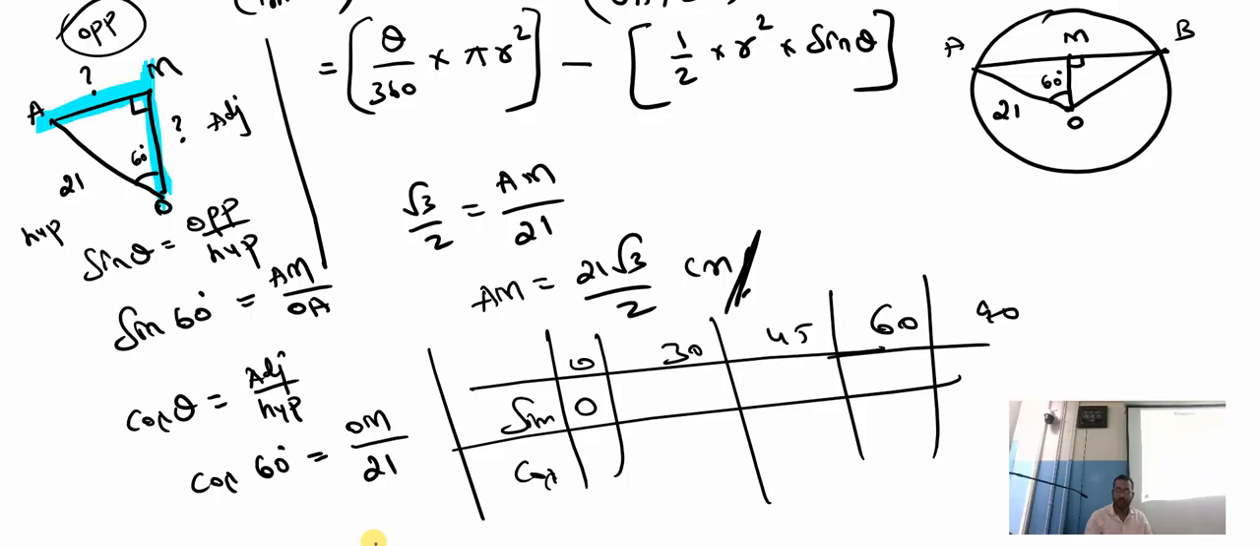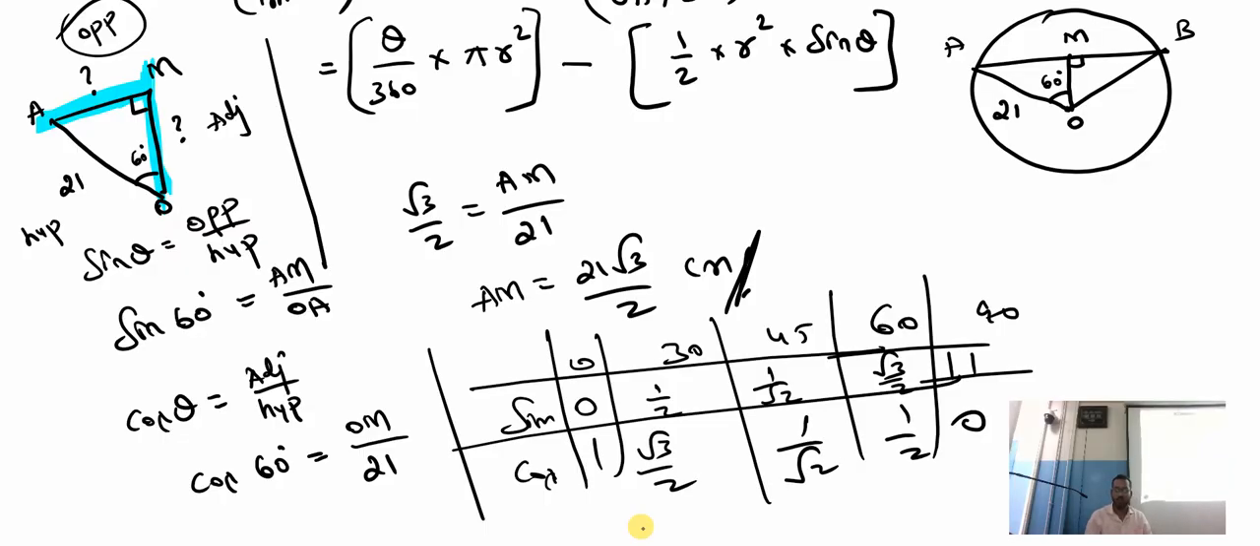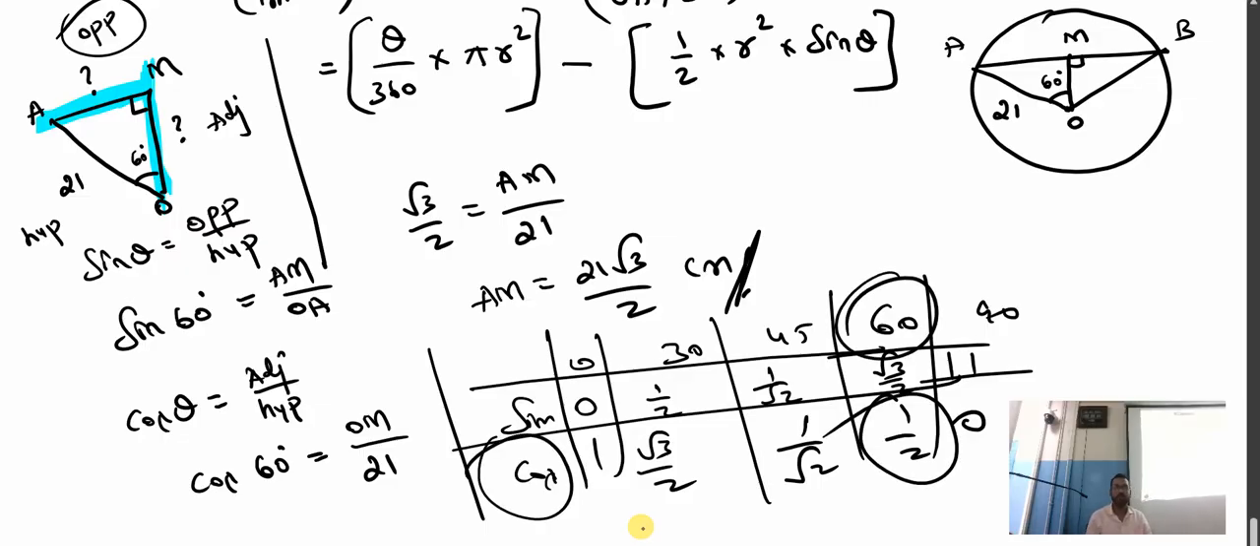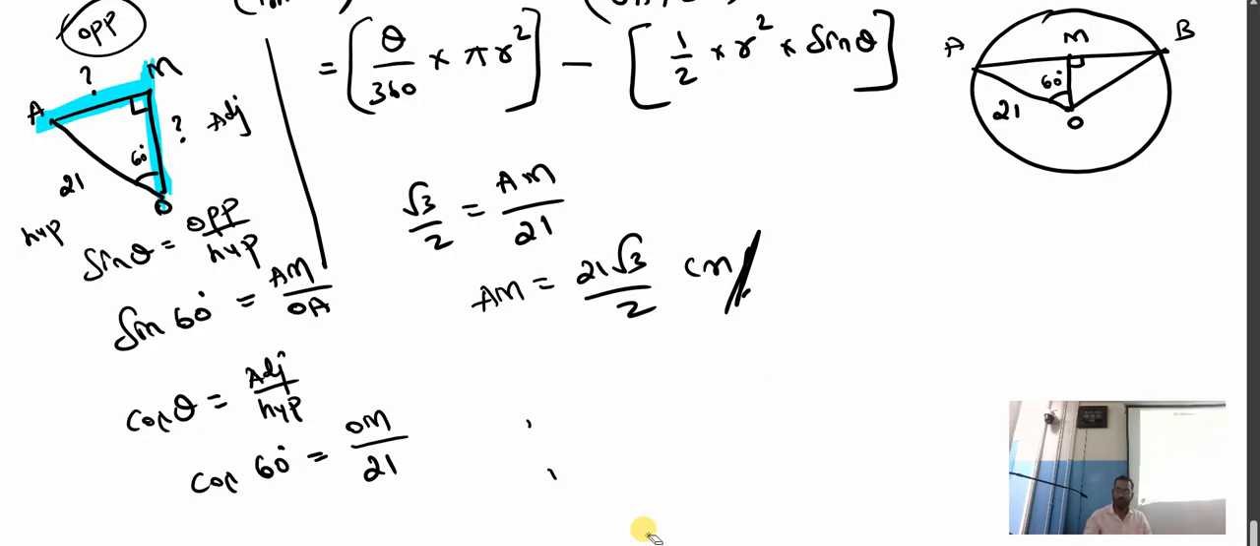0, 1. 1 by 2. 1 by root 2. Root 3 by 2. 1. 1. Root 3 by 2. 1 by root 2. 1 by 2. 0. Then what is cos 60? 1 by 2. What is sin 60? Root 3 by 2. Understood? Yes. Now, dear students, a very interesting fact.